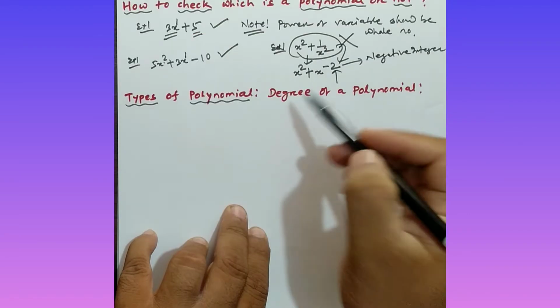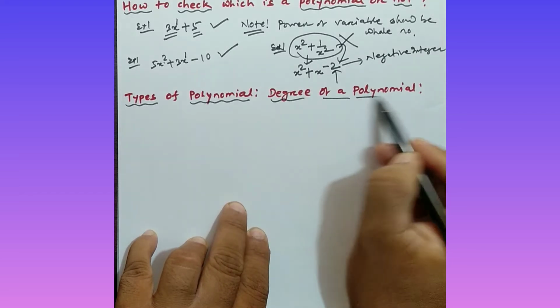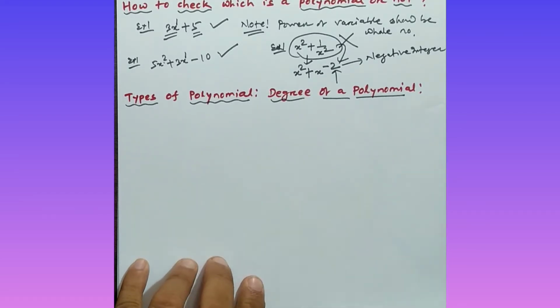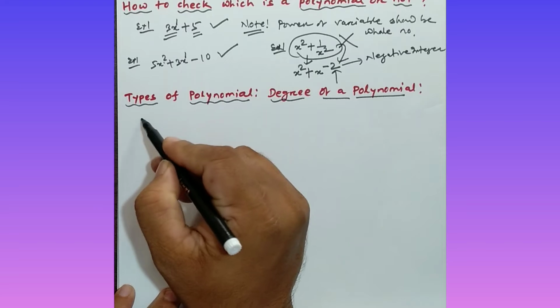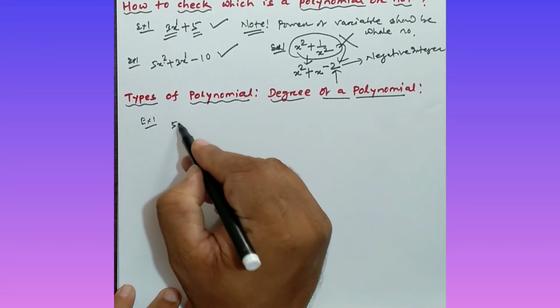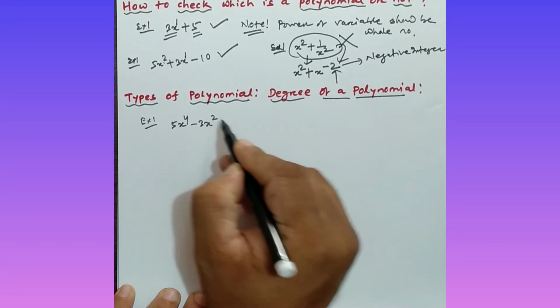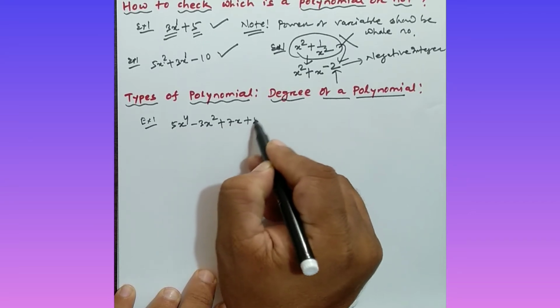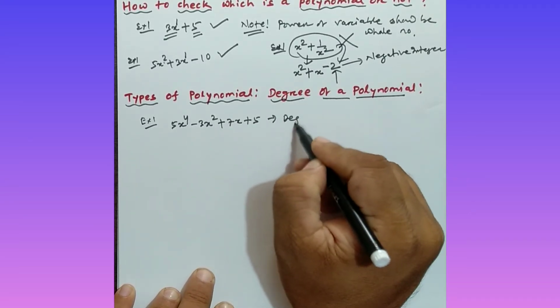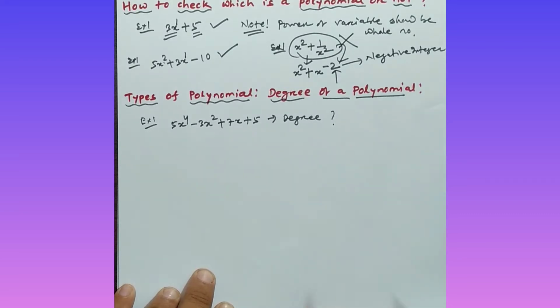Next we'll discuss the degree of the polynomial. How can you find out the degree of a polynomial? Let's suppose I am writing an example: 5x to the power 4 minus 3x square plus 7x plus 5. You have to find out the degree of this polynomial. What is the definition of degree? Degree means the highest power of the variable is called the degree of the polynomial.